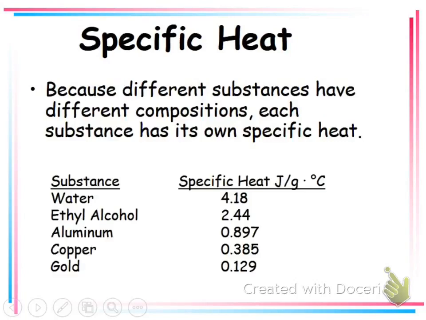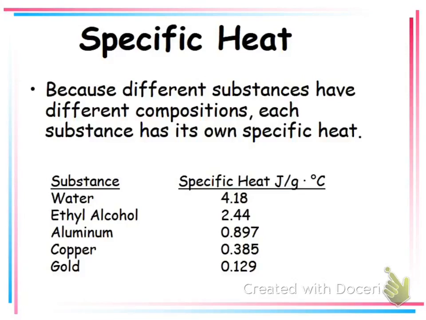Each substance, because they have different compositions, has different specific heat values. So if you notice water, it's a lot higher than metals. Something that is a good conductor is going to have a very low specific heat. It means it doesn't take very long to heat up, and it cools down very quickly.